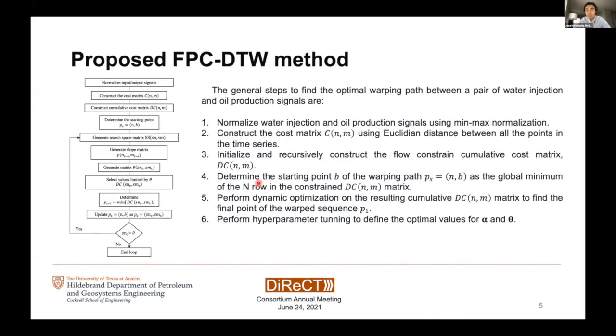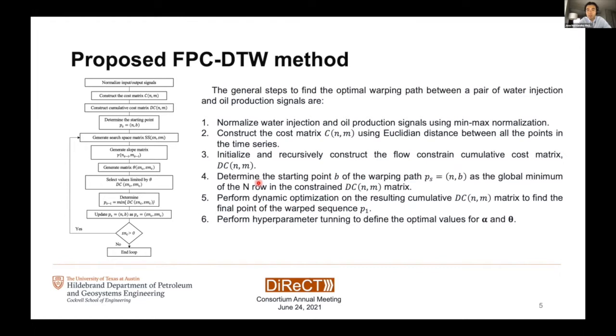Well, the proposed method basically consists of 6 steps. The first step is some normalization of our signals, and we have to do normalization because we don't want to generate bias because of the different orders of magnitude between the water injection and the oil production data. After we have normalized our data, we have to construct a cost matrix. This cost matrix is just the distance between all the different points between the two signals. And this is going to be the basis of our algorithm.